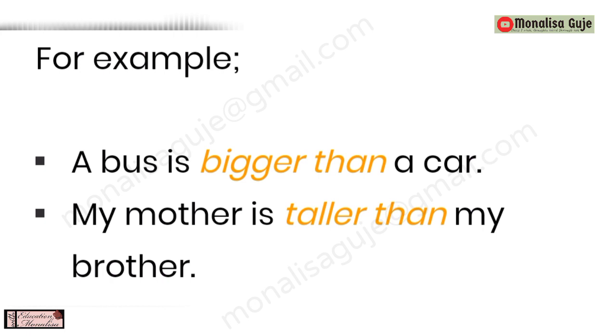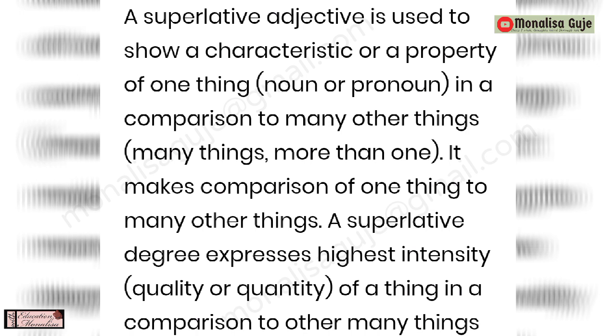that is the third type of degree of comparison, that is superlative degree. So superlative degree or superlative adjective is used to show a characteristic or a property of one thing, noun or pronoun, in comparison to many other things. It makes comparison of one thing to many things. A superlative degree expresses highest intensity, quality or quantity of a thing in comparison to many others. Like as I said, positive only one, comparative two, and superlative more than two.